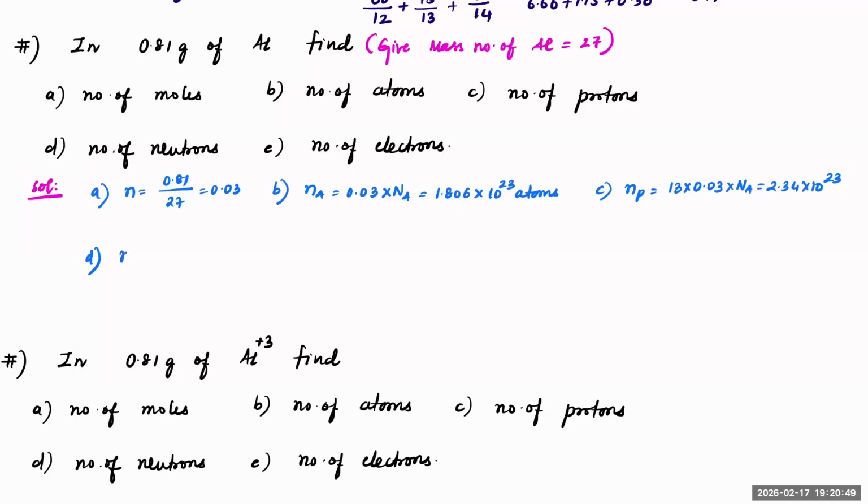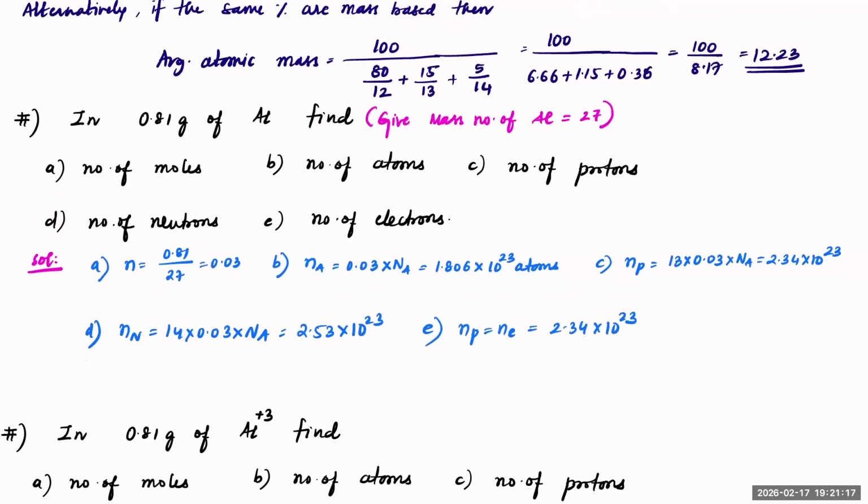So therefore, the number of neutrons will be equal to 14 into 0.03 into Na. So 14 into 0.03 into 6.022. That is coming as 2.53 into 10 raised to power of 23 neutrons. The number of protons and the number of electrons will be the same in this case, which is equal to 2.34 into 10 raised to power of 23. Check.